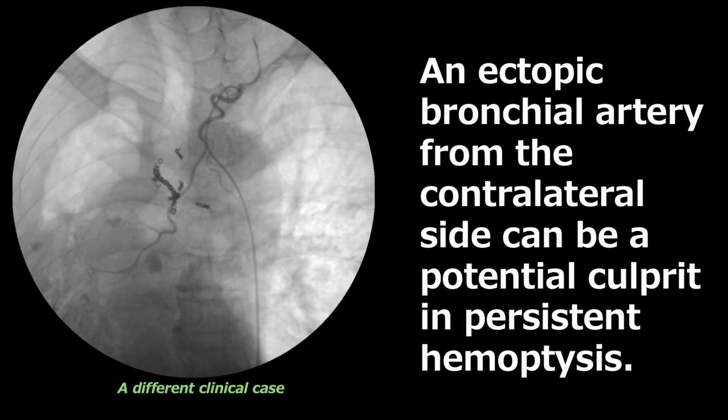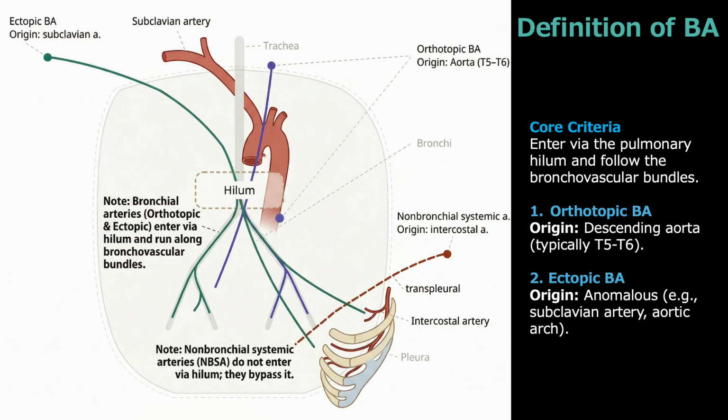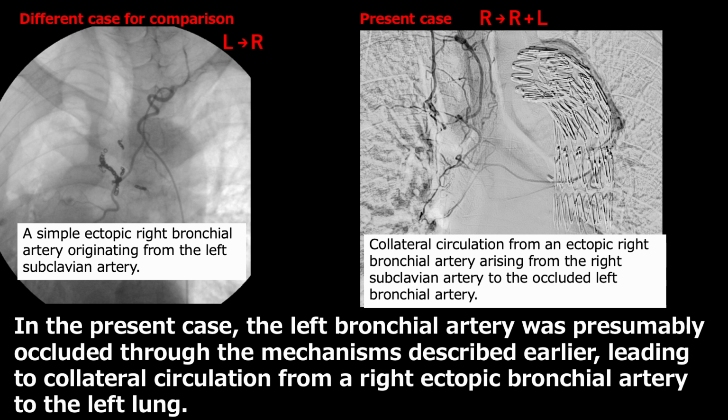This is a different clinical case. An ectopic bronchial artery from the contralateral side can be a potential culprit in persistent hemoptysis. This is a definition of BA. I think I'll skip this slide in the interest of time.